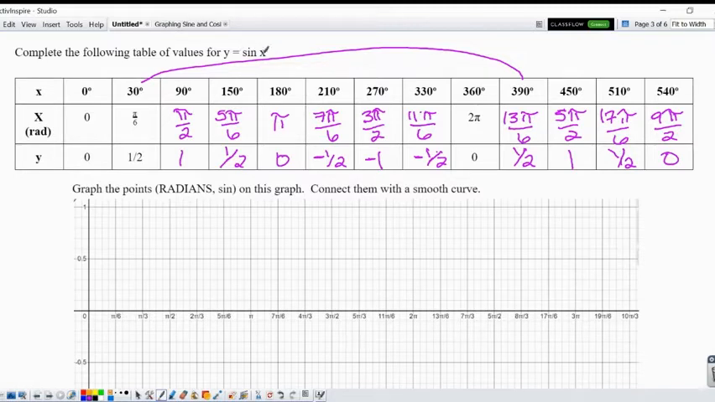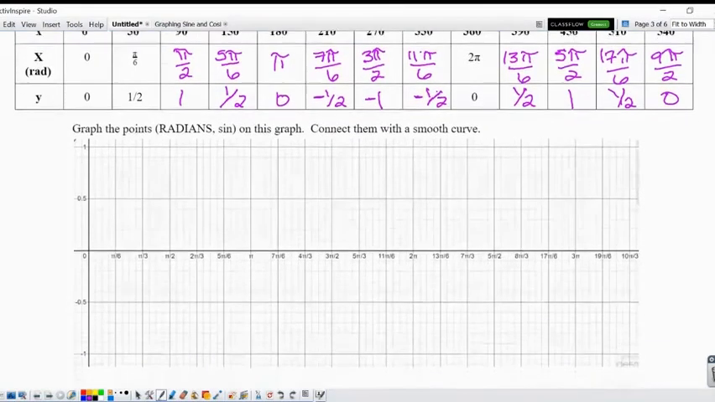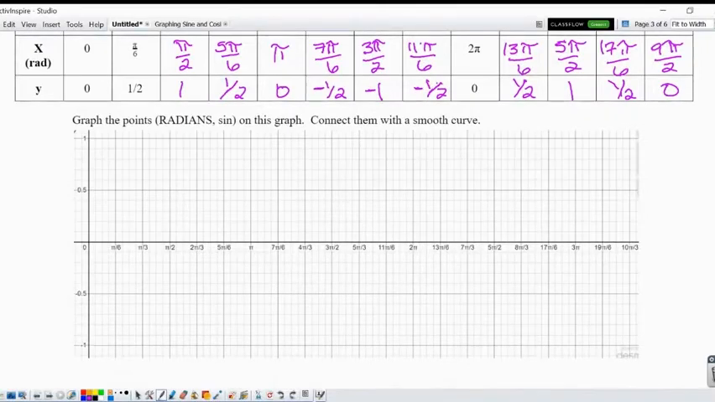You'll notice in this function, y equals sine x, your x coordinates are the angles. The y coordinates are the sine values of those angles. So on the x-axis here on this graph, we have our radians, corresponds to the radians here in the table, and then our y values, how far we go up or down will depend on that second row in our table. So let's plot these points, and then we're going to connect them with a smooth curve because this is a sinusoidal function.